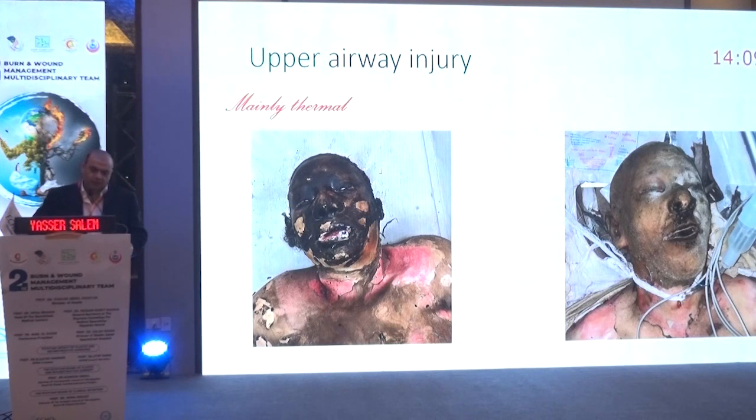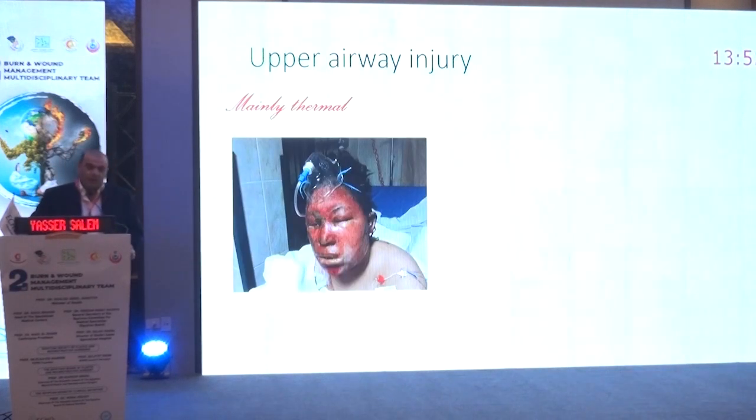About the upper airway injury. Upper airway injury may be deleterious, as we can see, and it may be difficult to manage, even by a surgical airway. The surgical airway could be very difficult to manage, but it could be deceiving also. So this patient we have, by examination, we find that this patient could tolerate conservative management.